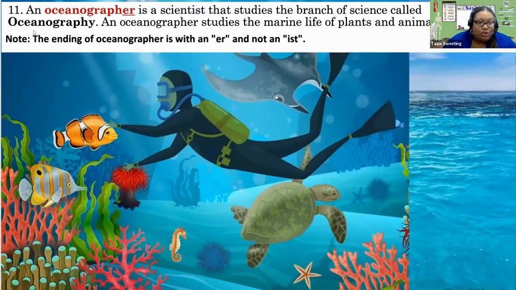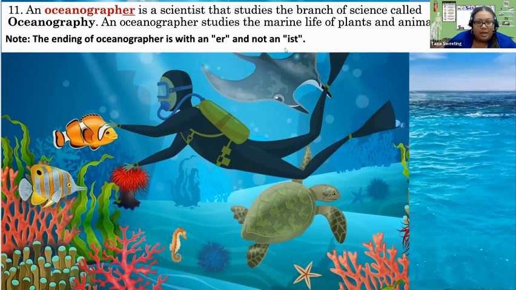Then we have an oceanographer. An oceanographer is a type of scientist that studies oceanography. An oceanographer will study the marine life of plants and animals in the ocean. Take note again of the ending of oceanographer. It is with the ER and not the IST like we've been seeing for the most part.